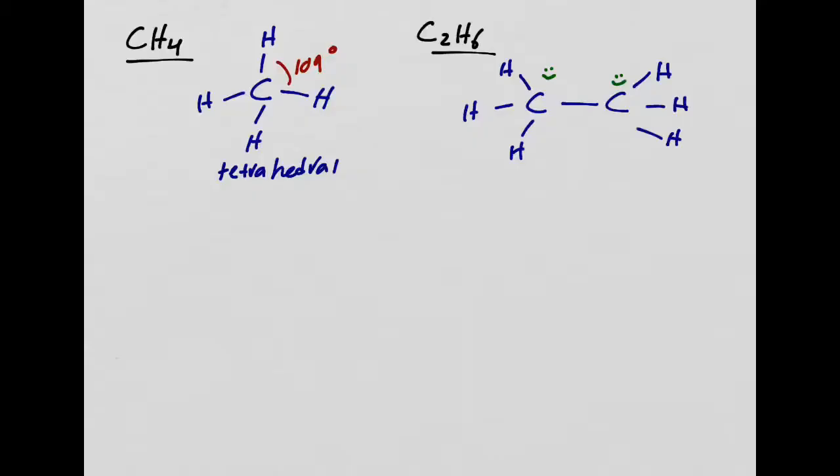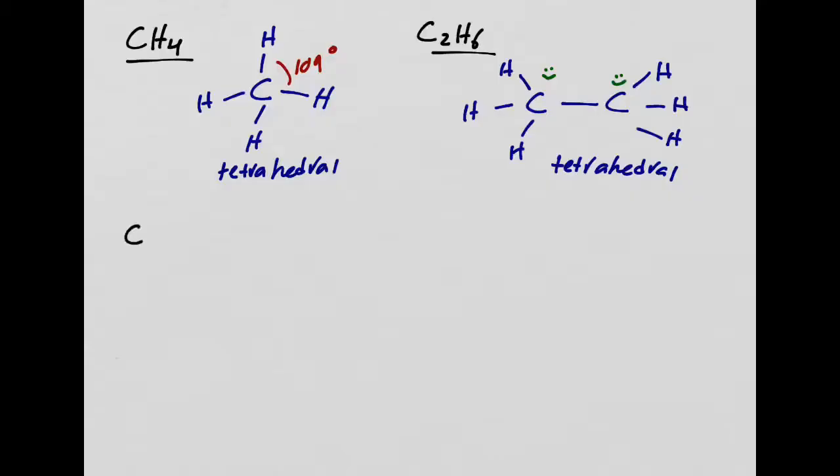Now, what's the geometry around each carbon? Remember, each carbon has 4 bonds, so the geometry around each carbon is tetrahedral. That has not changed. Tetrahedral still. So far, so good.